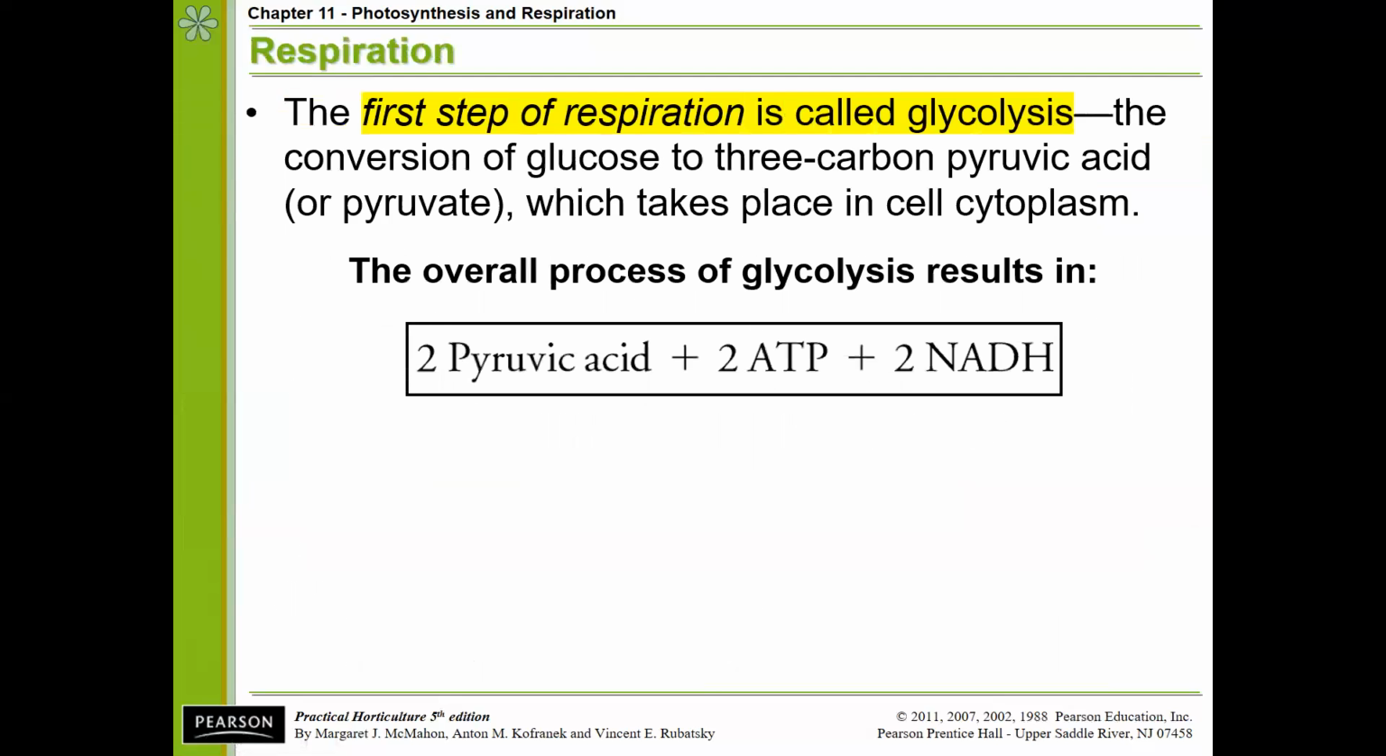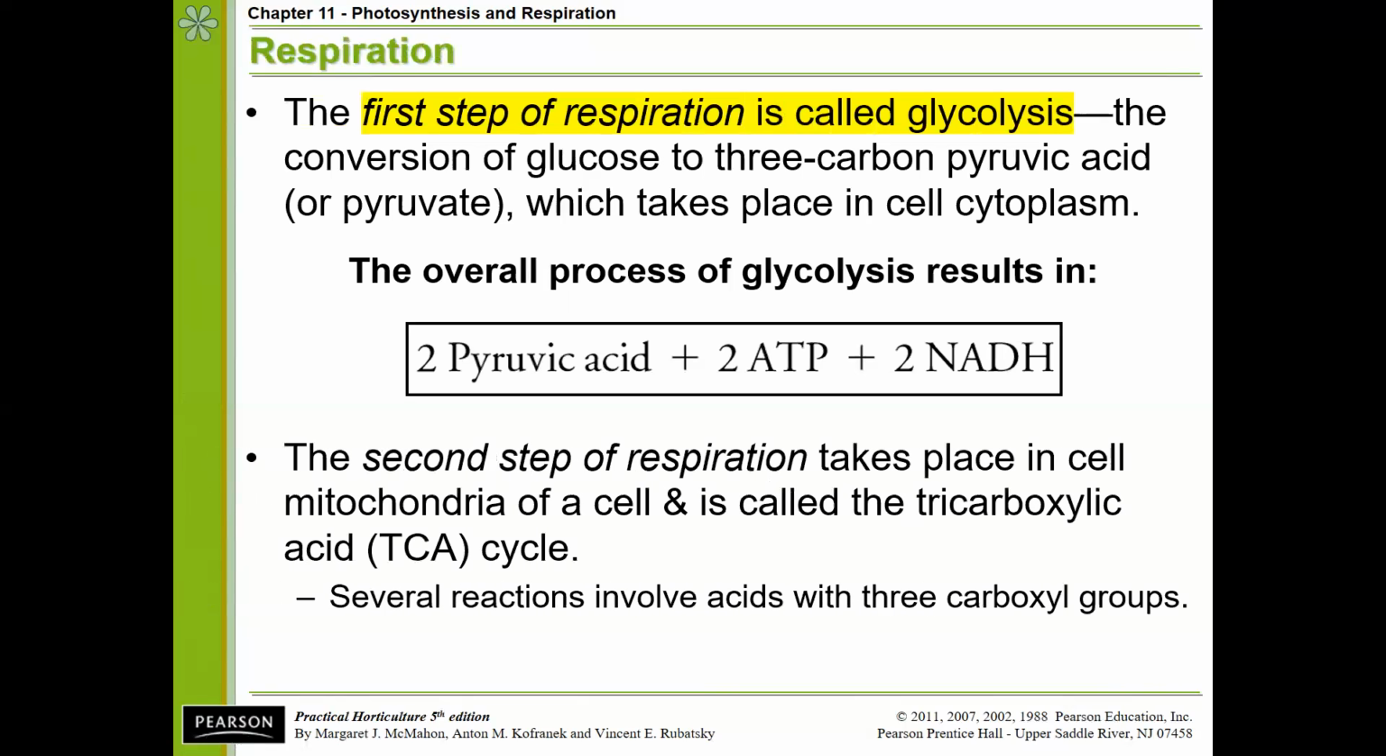The first step of respiration is glycolysis, and that's the conversion of glucose to a 3-carbon pyruvic acid, also known as pyruvate, which takes place in the cell's cytoplasm. The second step takes place in the cell's mitochondria, the powerhouse of the cell, and that is called a tricarboxylic acid, a TCA cycle, which involves several different reactions using acids and these 3 different carboxyl groups, hence tricarboxylic acid.